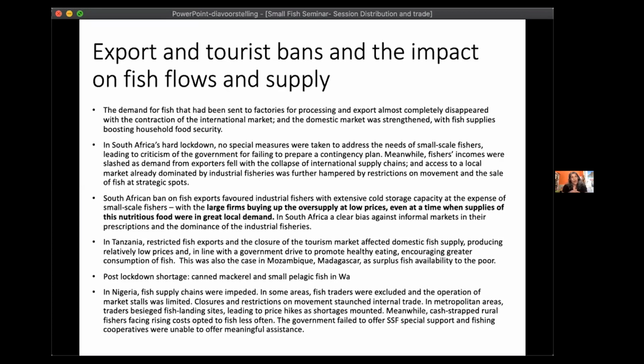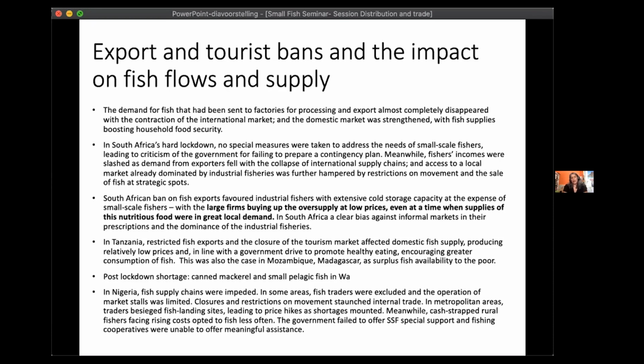There was an oversupply of low cost fish, snoek, in South Africa, and because of the provincial borders closing, there was an oversupply of fish on the one side. Instead of moving the fish to areas where people could purchase it and form part of the feeding scheme, it was sold to industrial fishing companies. And this is what some of the initiatives that the government made. So you have a large supply in terms of extensive cold storage capacity at the expense of small scale fisheries. Large firms were buying this up at low prices, and this was particularly a problem in South Africa.